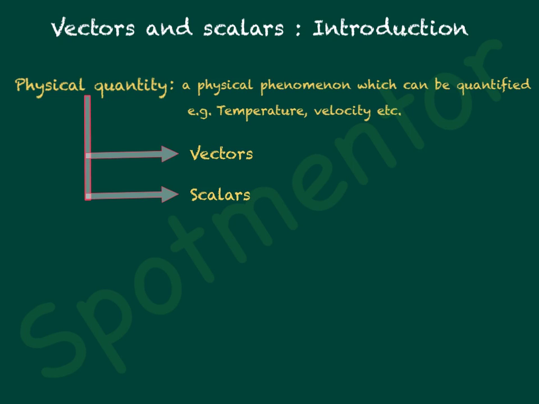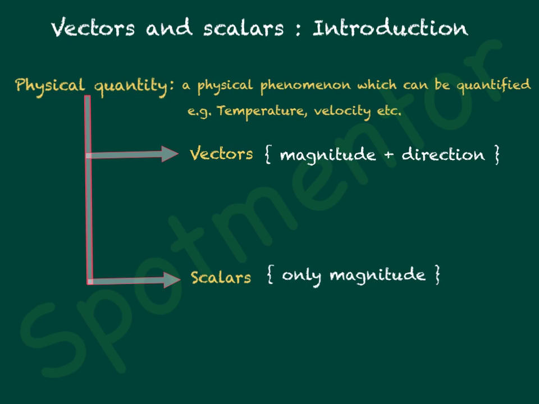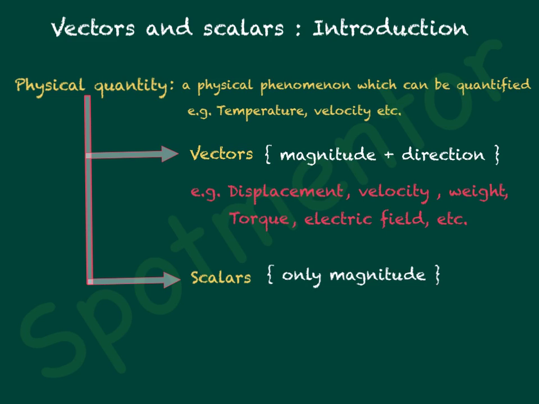We'll be elaborating on both of them, but first we would like to define what a vector or a scalar is. So a vector is basically a quantity which can fully be explained by the information about its magnitude and direction both. But to explain scalars, we only require the information about its magnitude. So there are many physical quantities which require the information about its direction along with its magnitude. Let's take some examples. We have displacement, velocity, weight, torque, electric field, and there are many others.